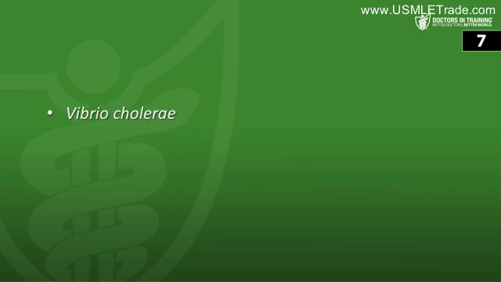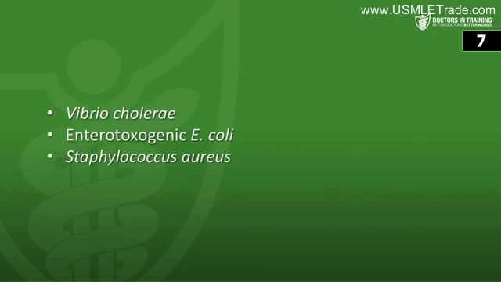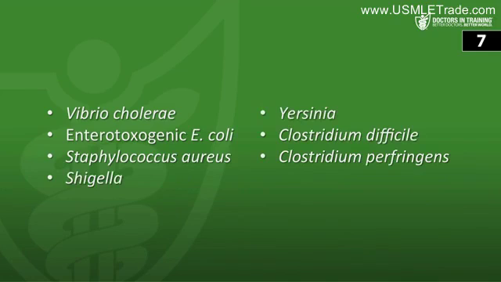And next, list 7 bacteria that we just talked about that secrete enterotoxins. We mentioned Vibrio cholerae, and we mentioned enterotoxigenic E. coli, making that heat labile toxin that causes similar diarrhea to cholera. We also mentioned that Staph aureus has a series of enterotoxins. We mentioned Shigella, Yersinia, and certain Clostridium species, specifically Clostridium difficile and also Clostridium perfringens.